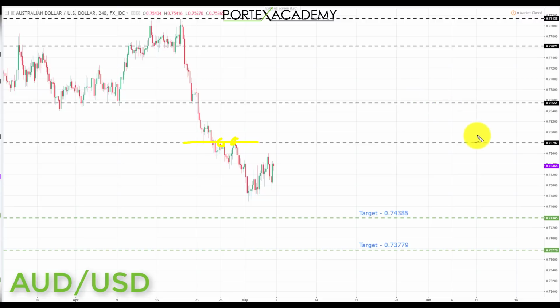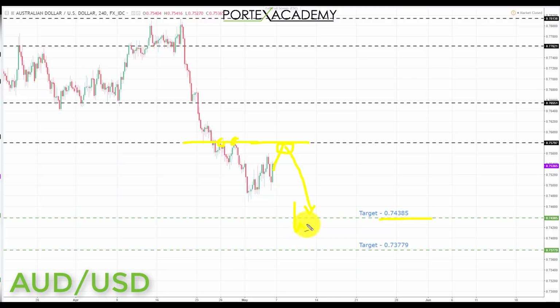And if we're going to get a little bit of a pullback first in the US dollar index, it would be great if we got a pullback up to here and a retest of broken support turning resistance, as this would be a great place to start once again to look for bearish formations and patterns. And we're going to be looking down first of all to the first key area of support to the downside and target 1 at the 0.74385.